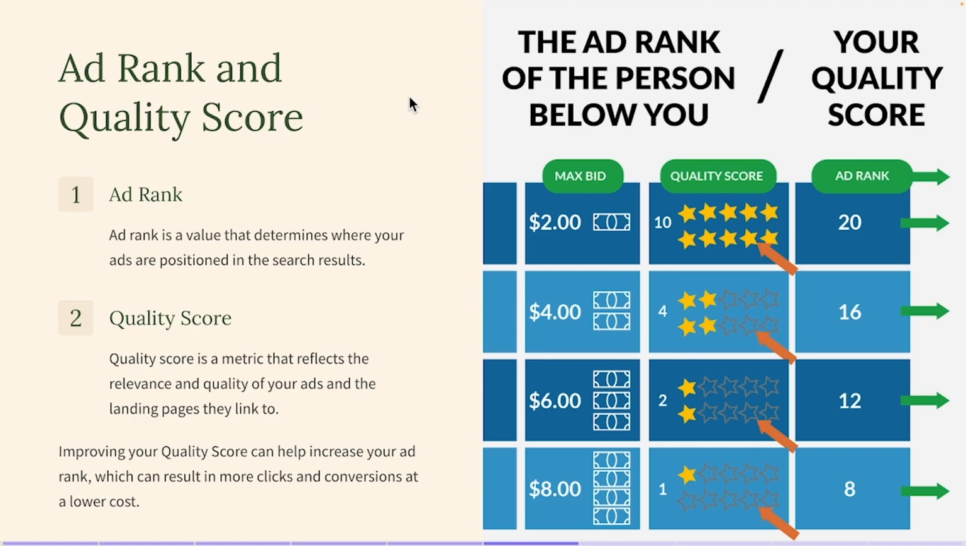And then the sixth one is the quality score. Quality score is a metric that reflects the relevancy and quality of your ad and the landing page it links to. Improving your quality score can help increase your ad rank, which can result in more click conversions at a lower cost. The higher your quality score, the less money you pay for your clicks and conversions.